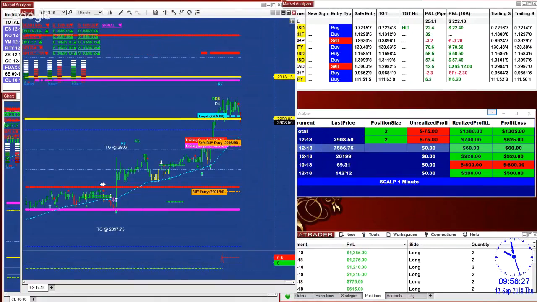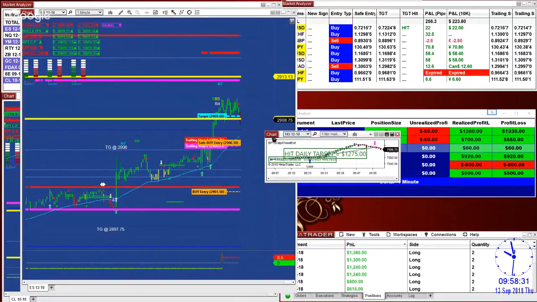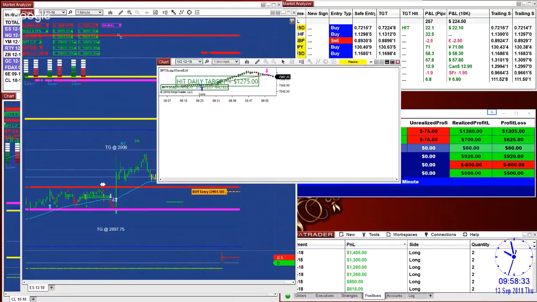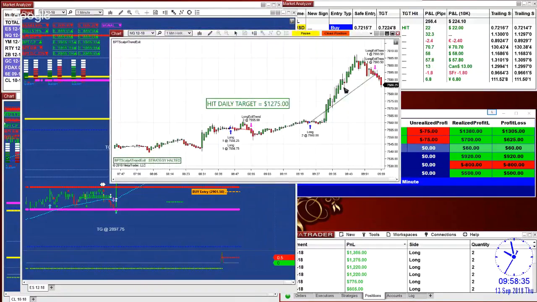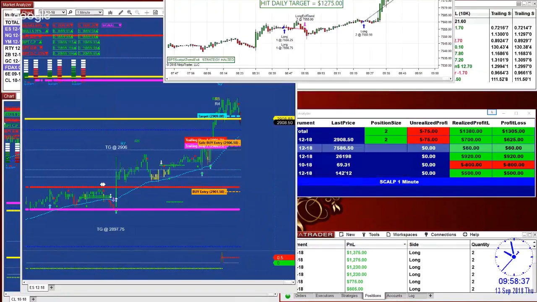that we have one NASDAQ 1 minute closed at target. Beautiful. Done, over. Okay.